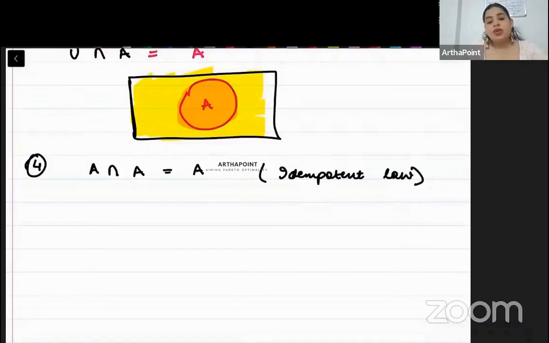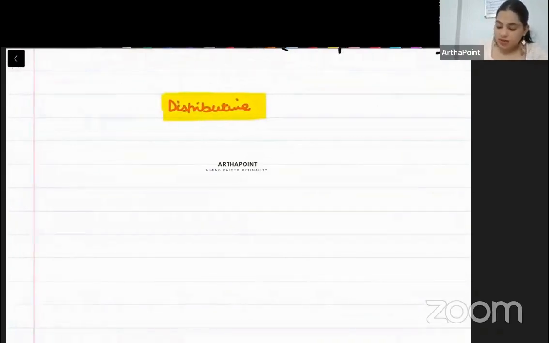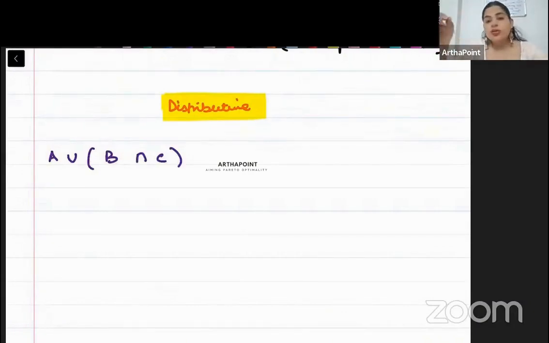ठीक है. Now, एक बहुत important property है जो मैं आज सिखाने जा रही हूँ, and that is known as distributive law. ये ध्यान से समझो, ये intersection और union को combine करता है. The distributive law combines intersection and union. So you have A union B intersection C. A union B intersection C, ठीक है, या उल्टा भी हो सकता है, suppose you can also have A intersection B union C, ये भी हो सकता है.